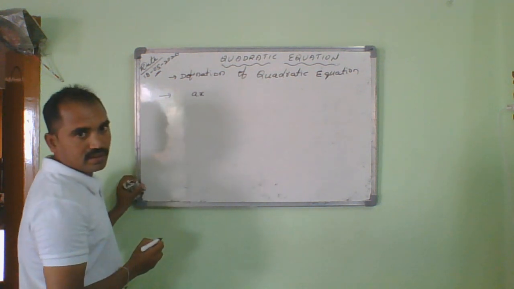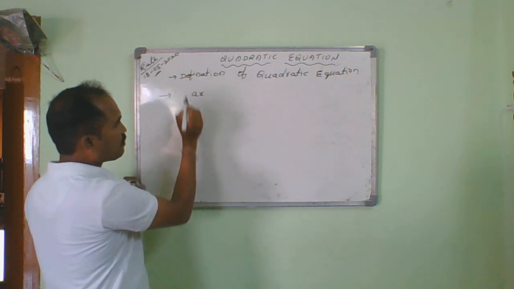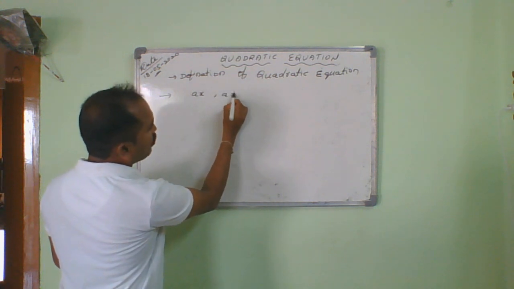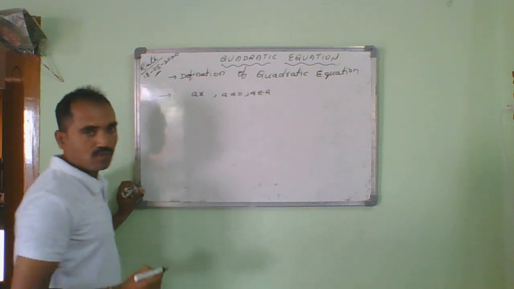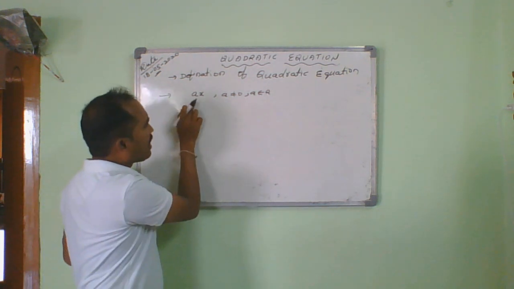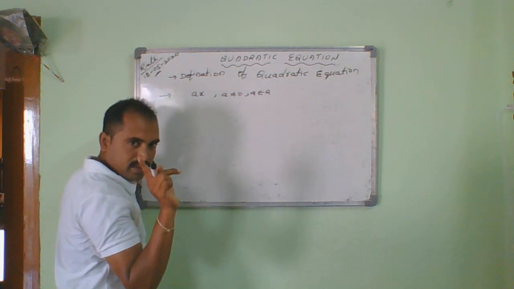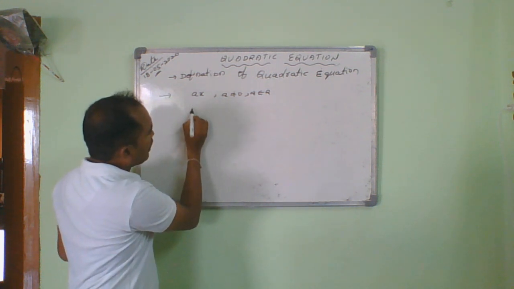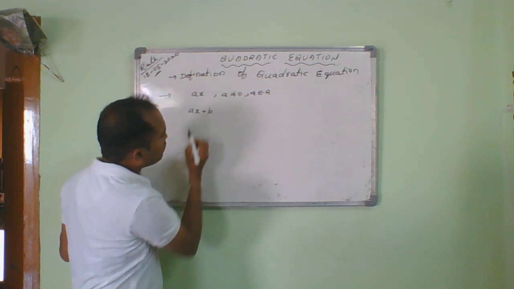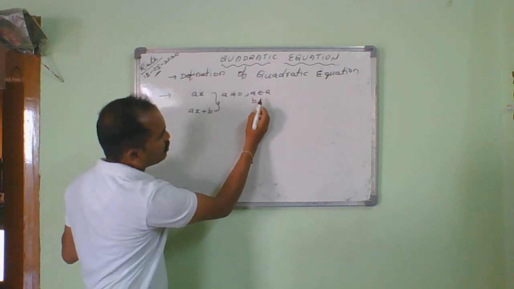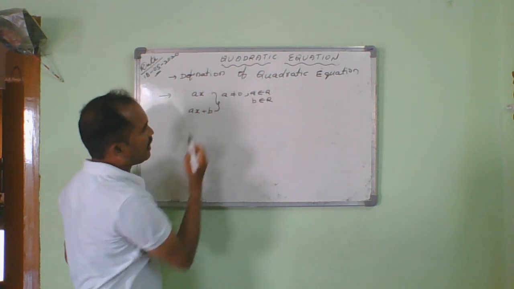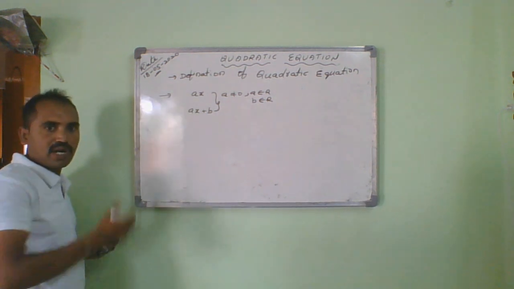ax squared, where a is not equal to 0 and a belongs to the real numbers. What is the highest power? What do we call this one? Here is the polynomial in one variable, and you can write ax plus b. Here also we have the same, where a, b belong to the real numbers and a is not equal to 0. What kind of polynomial is this?